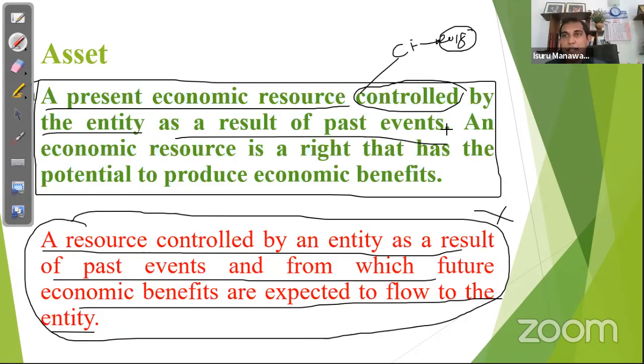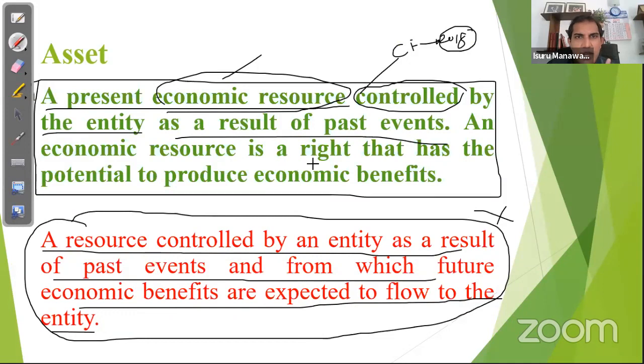Very simple, right? For instance, what are the present economic resources? Economic resources means maybe cash, financial assets, property, plant and equipment, inventories. Those are economic resources, right? Controlled by the entity as a result of past event. Okay, I hope you understood. Now let me explain this one.